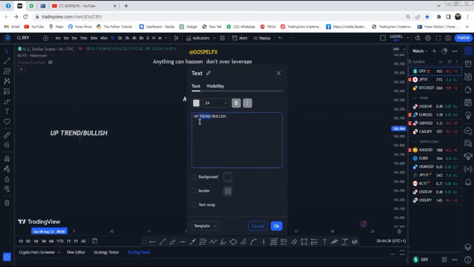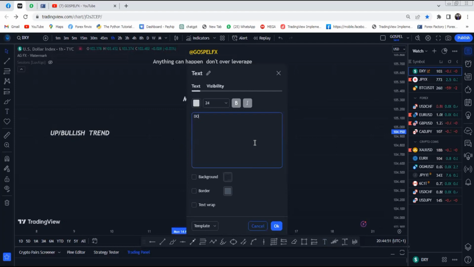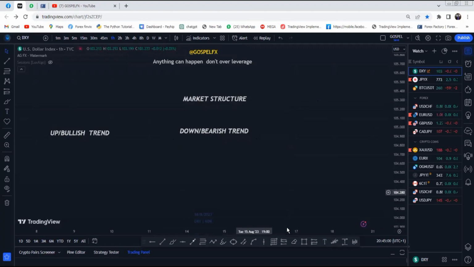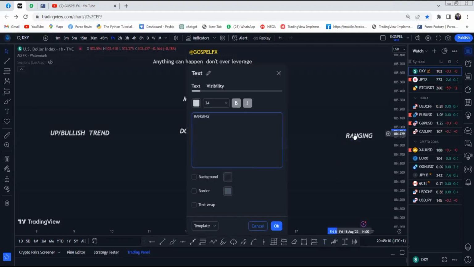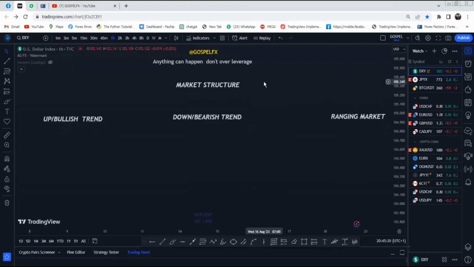We have up slash bullish trend. Then the next one we have a down slash bearish trend. And then the third one we have a ranging market. So these are the three basic stages or phases of the market. These are the structures that are there in the market.